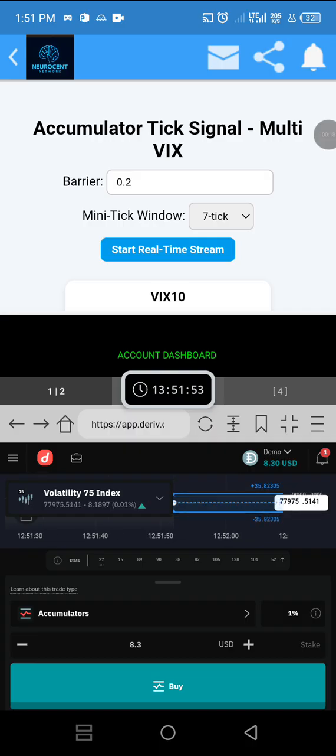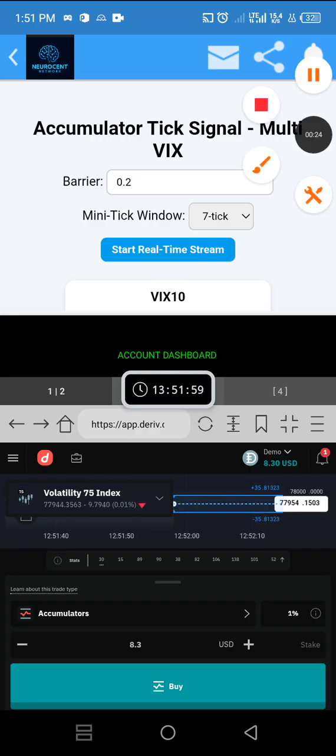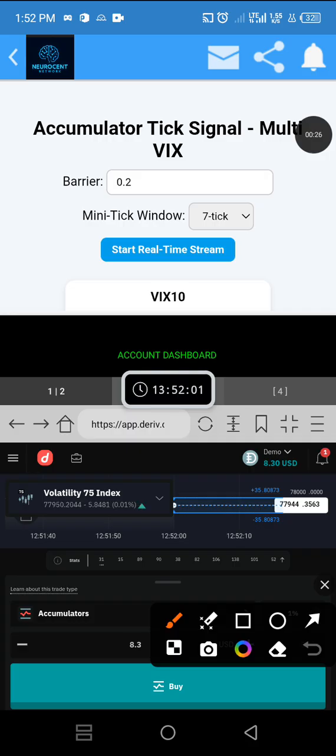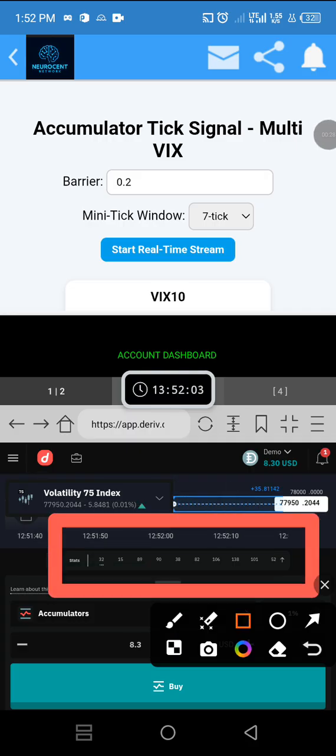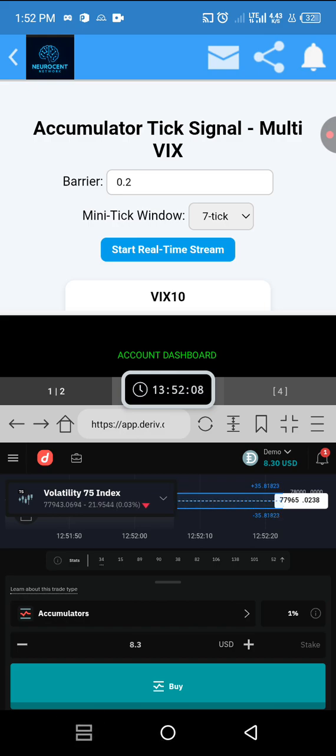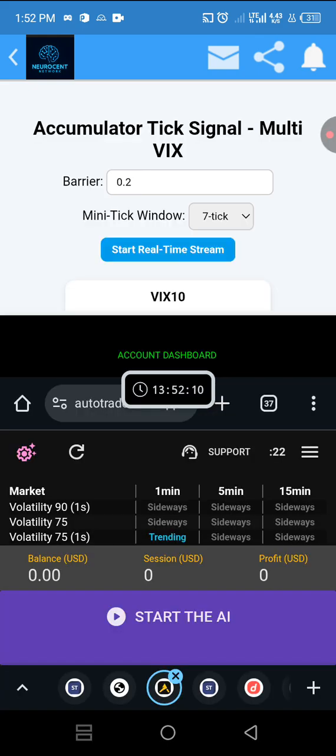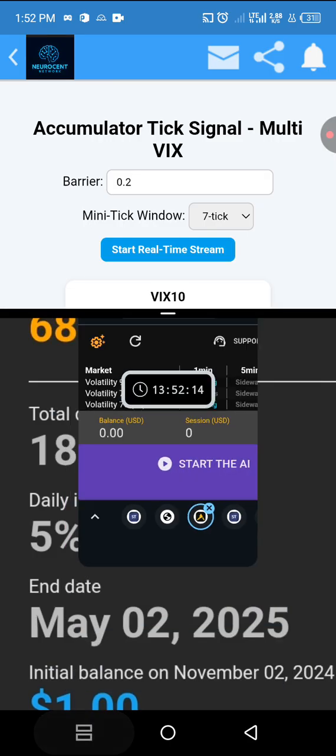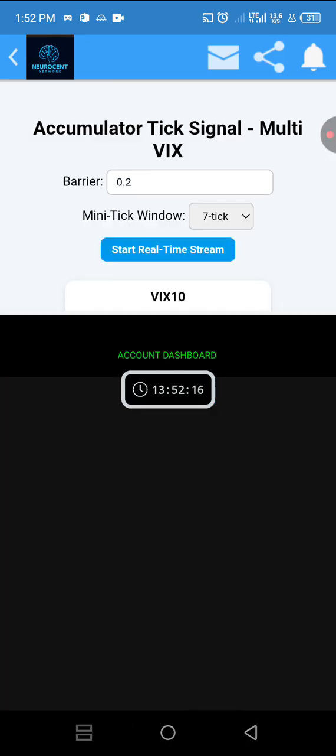But I want to quickly update you guys now that I'm free on a new accumulator trading system. Yeah. So basically, the first thing I intend to do is check the market sentiment. So for Volatility 75, all time frames are sideways. That is the first thing to observe.